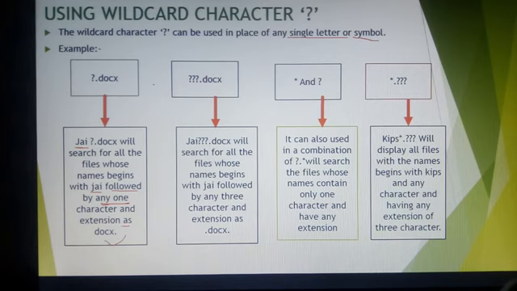Now J followed by three question marks dot docs will search for all the files whose name begins with J followed by any three characters. Here it is any one character because one question mark is there. Here the three question marks are there, so any three characters and extension as docs.